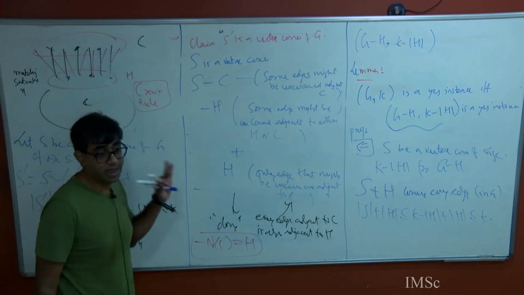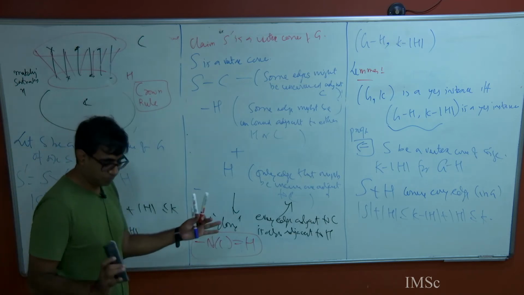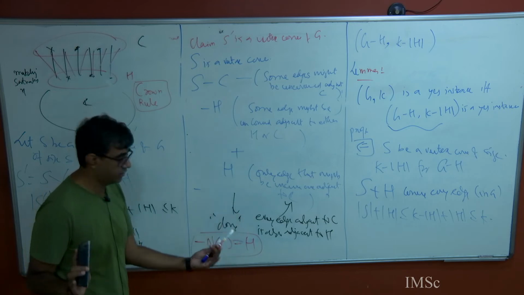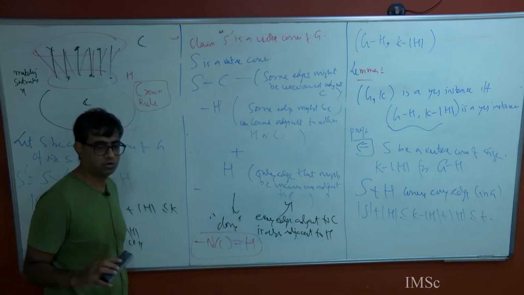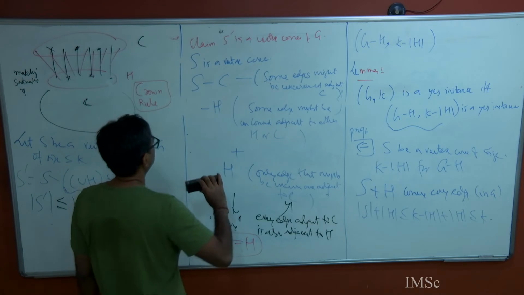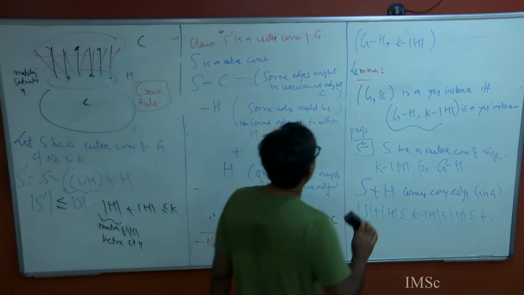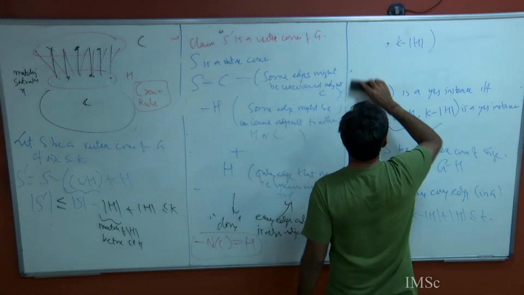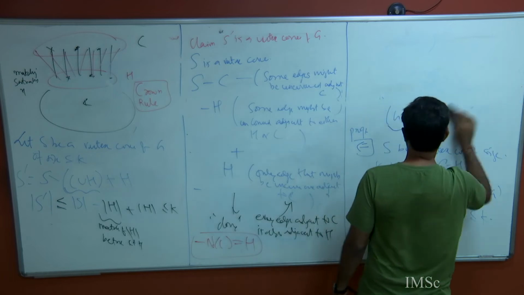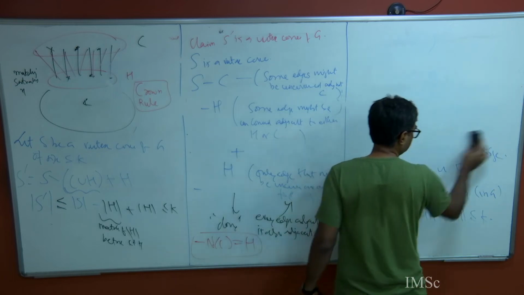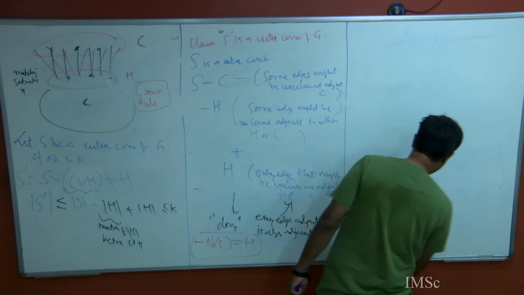Okay, but it's a very powerful rule, right? I mean, if I find a really large H in one go, we are able to remove everything. Okay, so we proved correctness. Now let's try to prove the following.